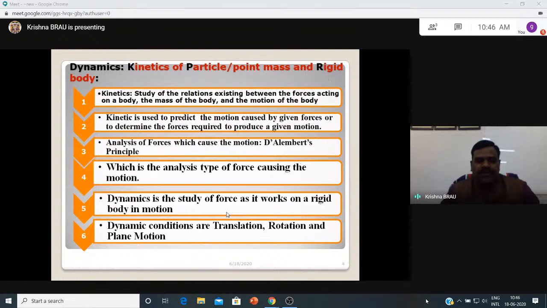Now kinetics, yesterday we already discussed it, and by this time you should be very familiar. It is the relation between the force, mass of a body and motion of a body, that is F is equal to ma, or rate of change of momentum. The dynamic principle, D'Alembert's principle, is also a part of that. The motion caused by given forces, or to determine the force required to produce a given motion.